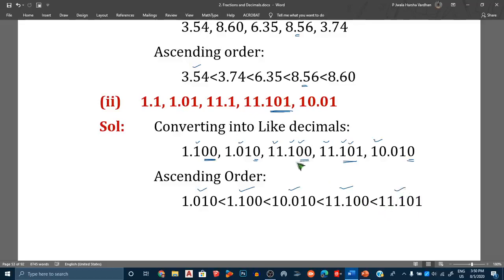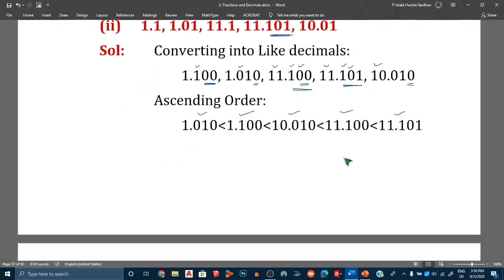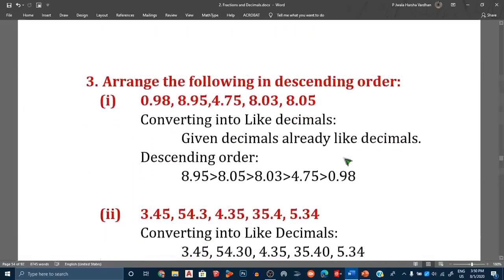So the easiest way of comparing the decimal part is, observe here, you can read together like this. This is 100, this is 101. So 100 is less than 101, so this one is the lesser one. So like that also you can compare without taking individual digits. So next one, arrange the following in descending order.